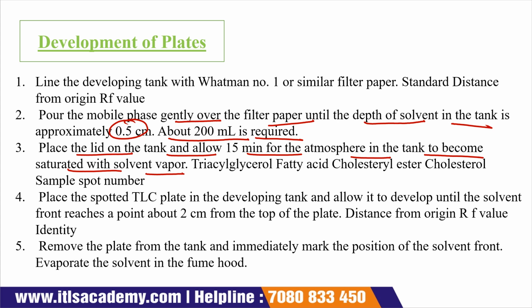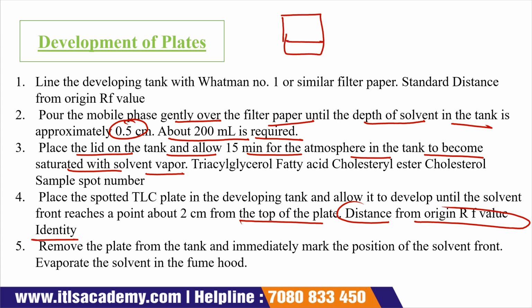Now place the spotted TLC plate in the developing tank and allow it to develop until the solvent front reaches 0.2 centimeter from the top of the plate. Now the distance from the origin, the Rf value, is identified. Rf value means that, suppose this is your plate and this is your line, then a component travels from here to here, so this distance is called the Rf value.